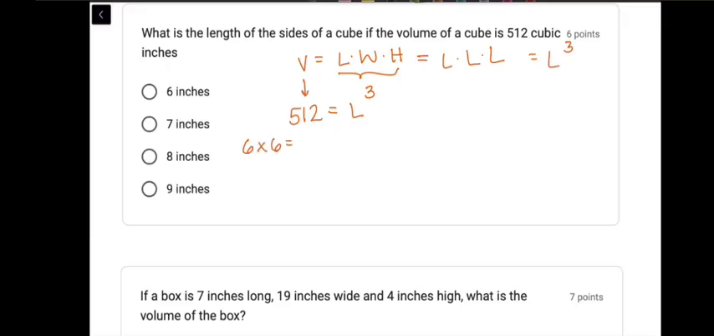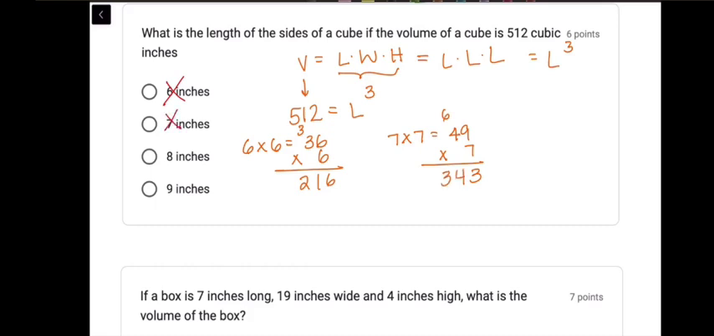Let's check 6. We know that 6 times 6 is 36, but now we have to multiply that times 6 one more time. 6 times 6 is 36, carry the 3. 3 times 6 is 18, plus 3 would be 21. Unfortunately, that is not equal to 512, so we know it's not going to be 6. Let's try 7. 7 times 7 is going to equal 49, and now we multiply that times 7 one more time. 9 times 7 is going to be 63, carry the 6. 4 times 7 is going to be 28. 28 plus 6 would be 34. Unfortunately, once again, that does not equal 512, so it won't be that.